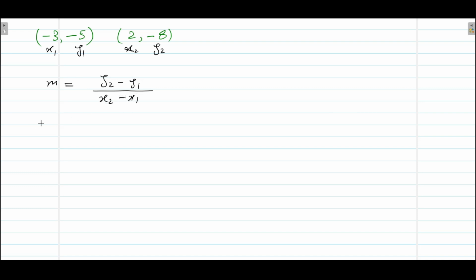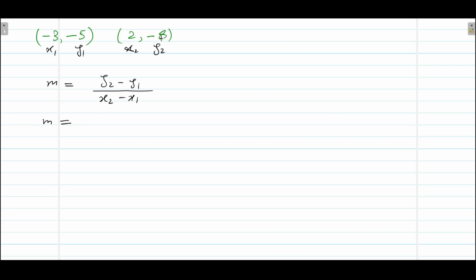Moreover, we can see a few more examples. For instance, if I consider two more points, let's consider some negative values: negative 3 comma negative 5 and maybe 2 comma negative 8. First things first, we'll consider this as x1, y1, and I'll consider this as x2 and y2. Now, you just have to apply the formula. So we see y2 minus y1 over x2 minus x1.